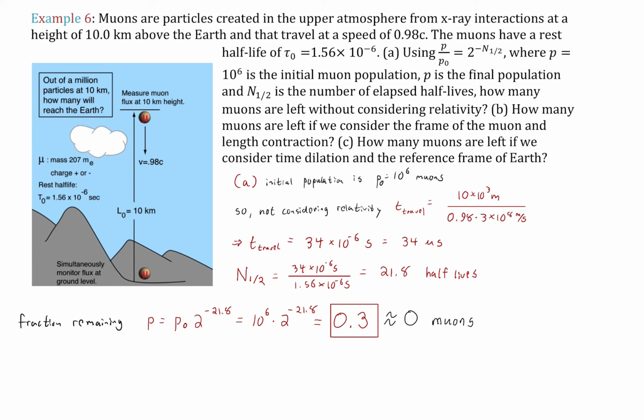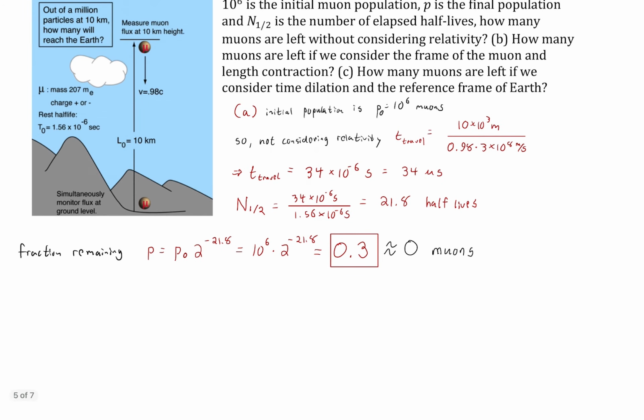But that's not what we measure. Scientists can easily measure lots of muons making it to the surface. And even based on the number that are created, and obviously more than a million are created, they get way more than this value would suggest. Why is that? That's because we didn't consider relativity. So what effect does relativity have on the amount of muons that actually make it to Earth's surface?